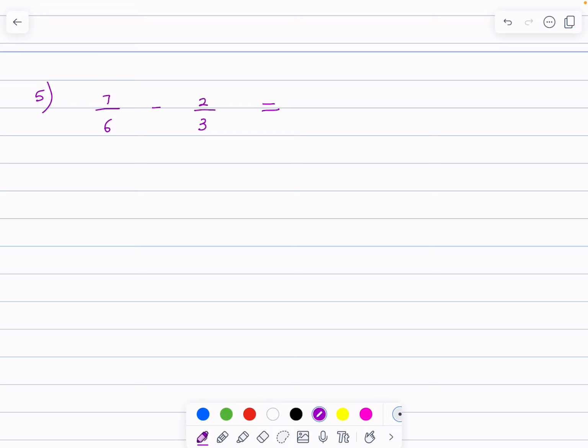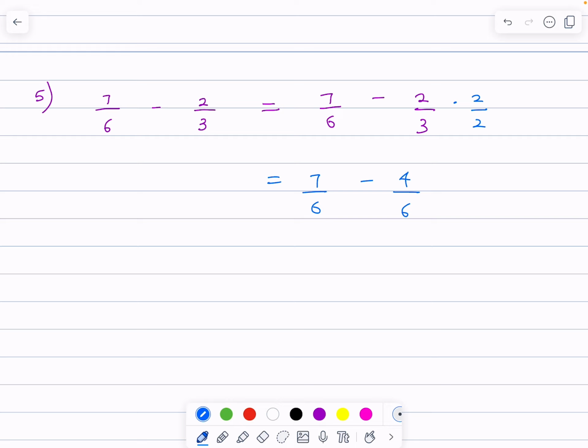So for this problem, what I can do is that I have 7 over 6 minus. So now, since 3 is a factor of 6, right? I can multiply the top and the bottom of this second one by 2 over 2. Now, why am I multiplying by 2? Because I know that if I multiply 3 times 2, I'm going to get 6, right? I'm going to get the denominator of the first fraction, right? So I multiply by 2 over 2, right? And this gives me 7 over 6 minus 4 over 6.